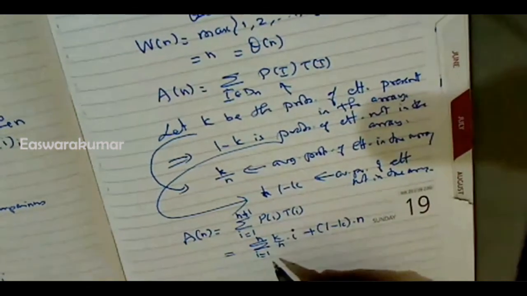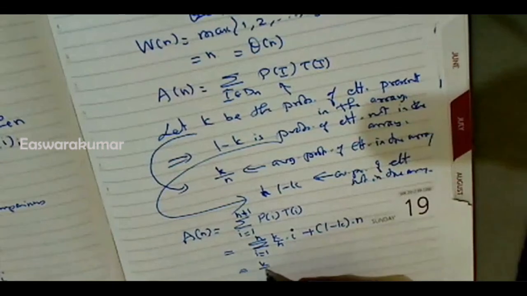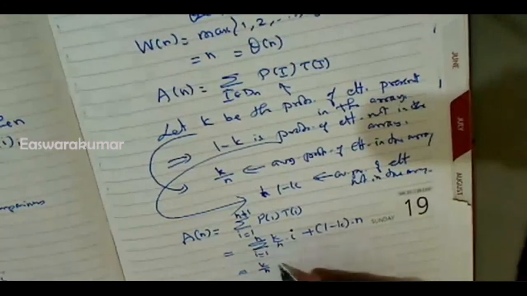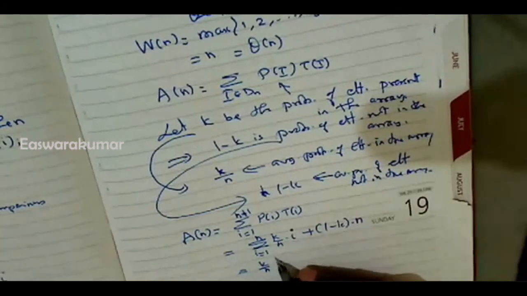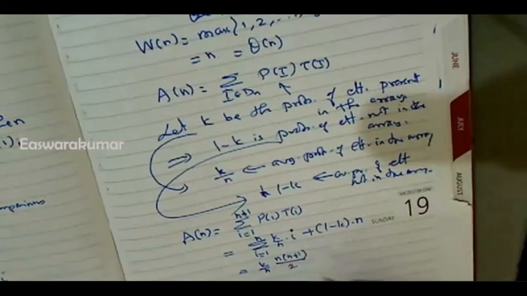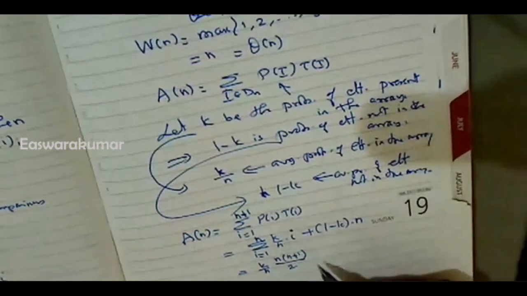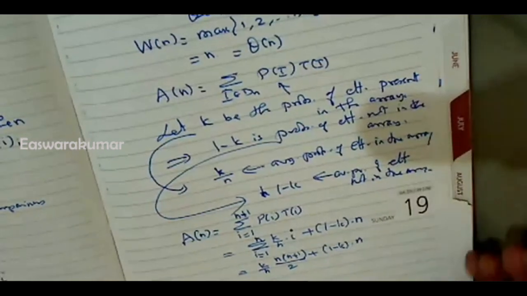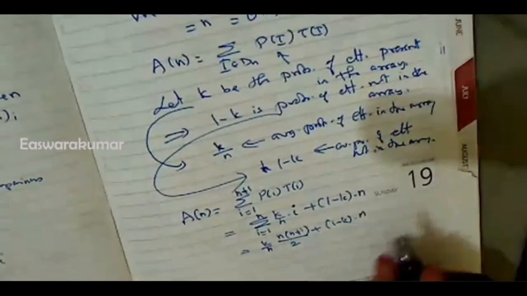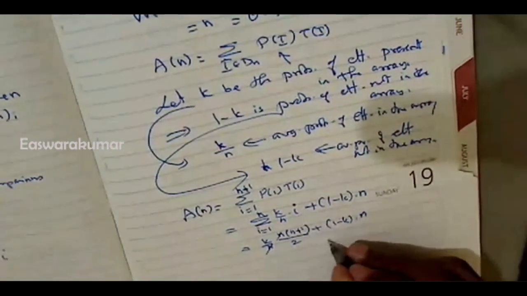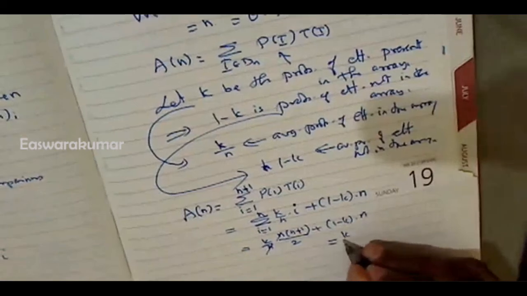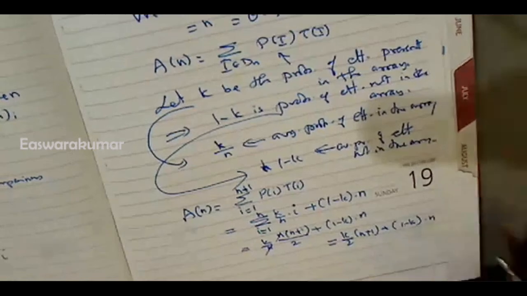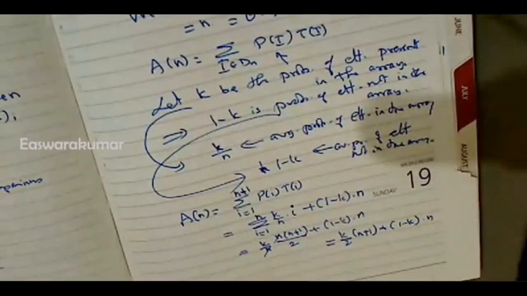Now if you simplify this, k by n we can take out. Then the remaining is sigma i, where i varies from 1 to n. That is n into n plus 1 divided by 2, the sum of i. And this is plus 1 minus k into n. Now this n goes out. So the value is k by 2 into n plus 1, plus 1 minus k into n. So this is the value we get.